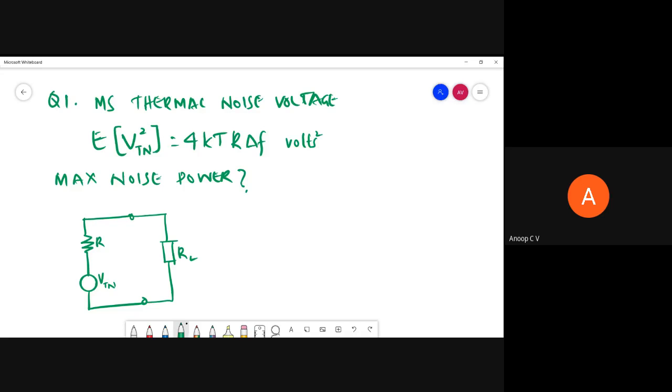The question is, what is the maximum power that this particular noise source can deliver to any given node? Right. So, can anyone tell me what is the answer?